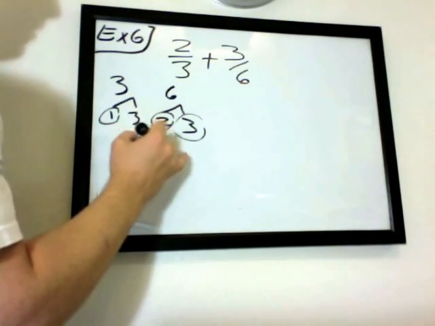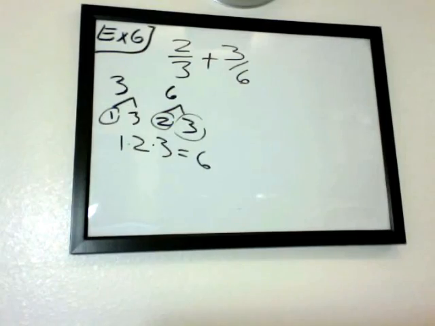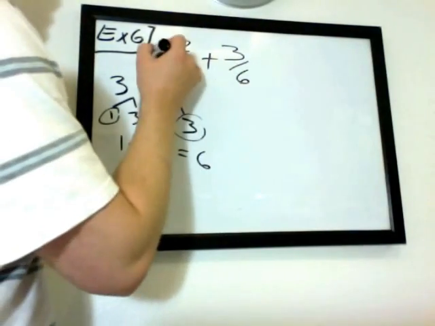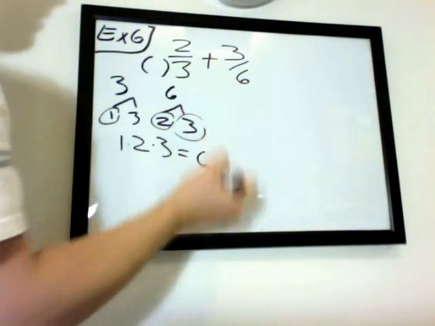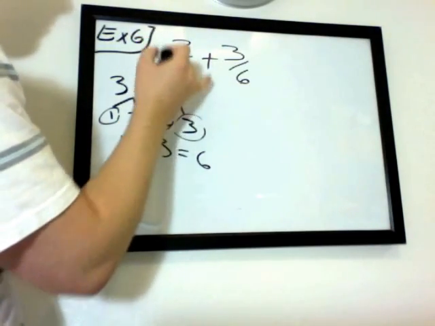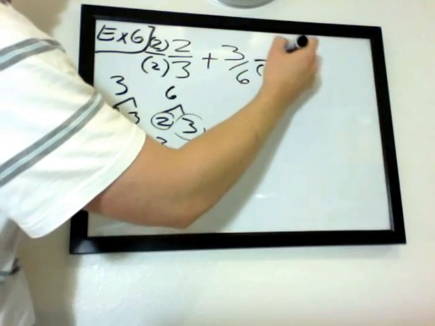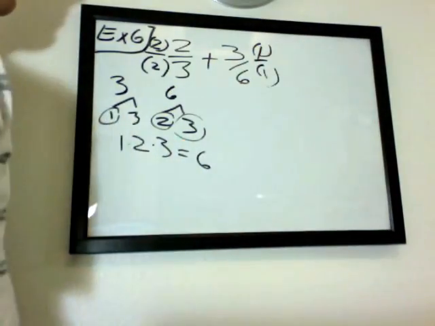1 times 2 times 3 is 6. So 6 is the least common denominator. What can I multiply by 3 that will give me 6? Well, 2. Since you did that to the bottom, you multiply the top by 2. And this would just be 1 multiplied by 1. You can skip that step if you don't want to.